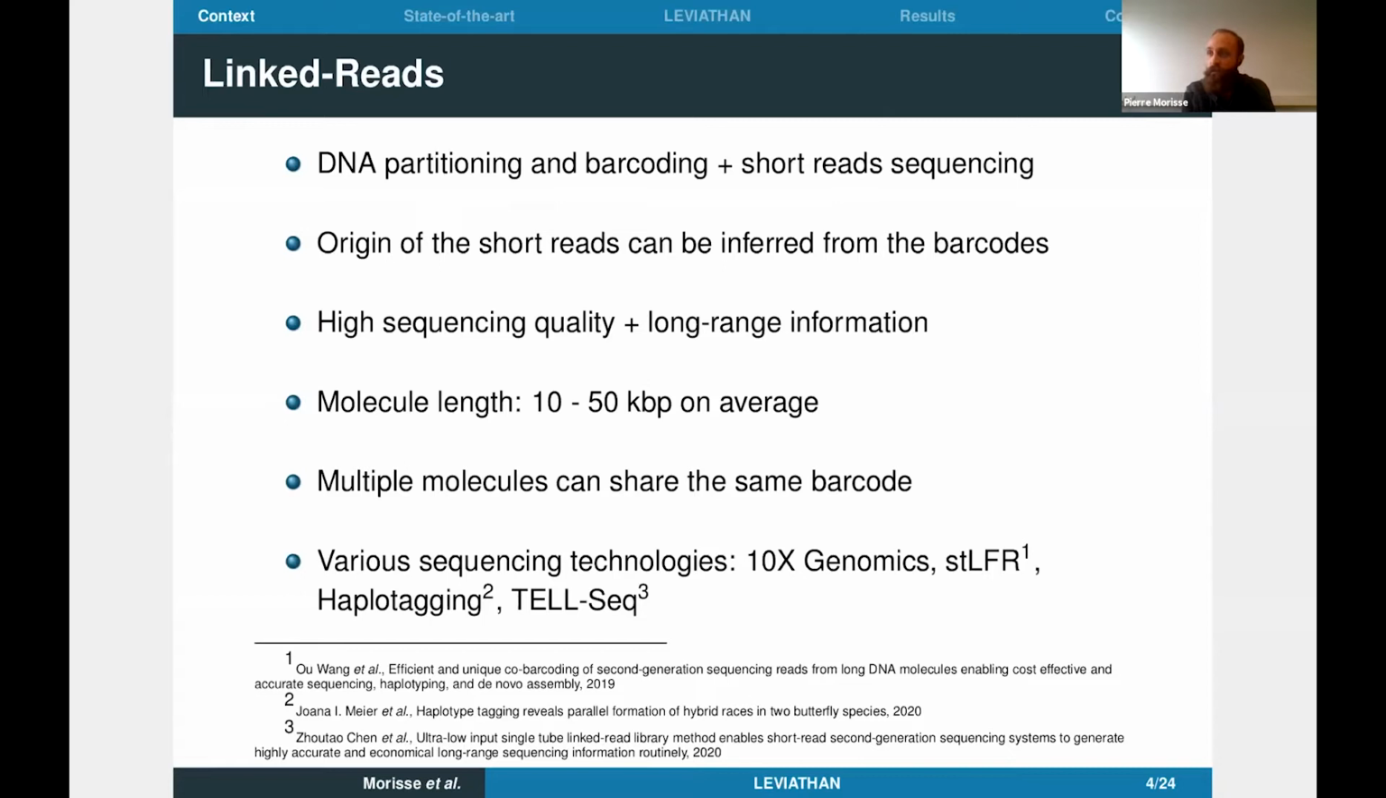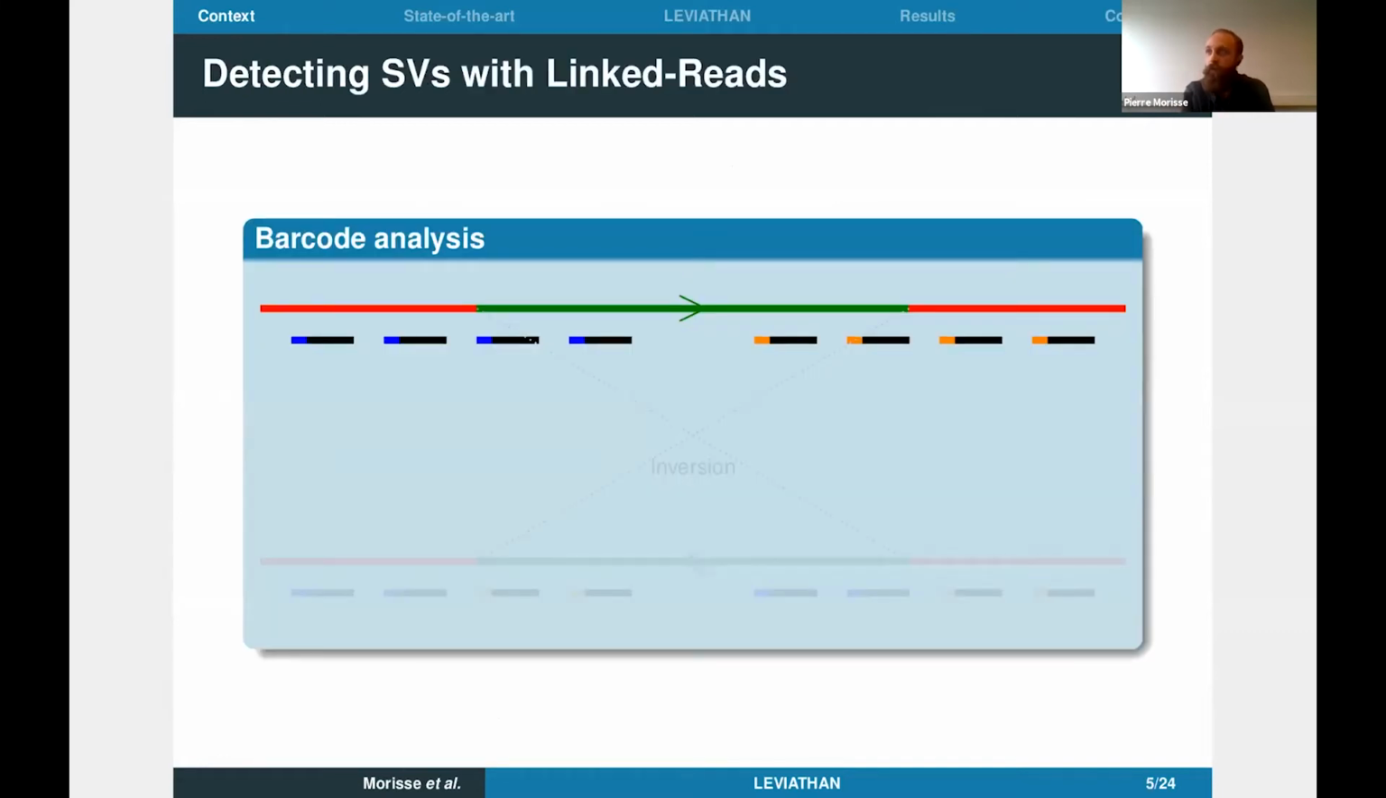So we have access to various sequencing technologies for producing linked reads data, the most well-known being 10x Genomics. But we also have other technologies that emerged in the last 2 years, which are stLFR, haplotagging, and TELL-Seq. And in the context of this work, we're interested in detecting SVs using these linked reads. And this is actually something we can do using a barcode analysis.